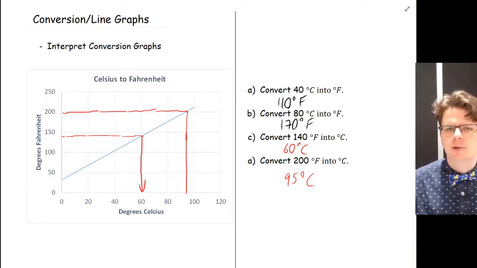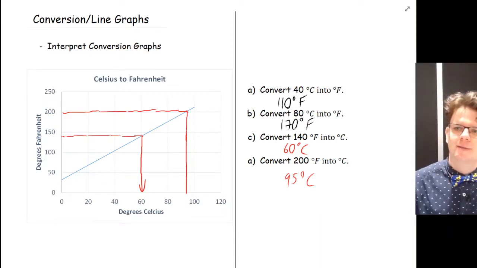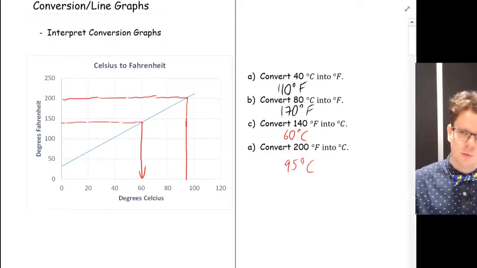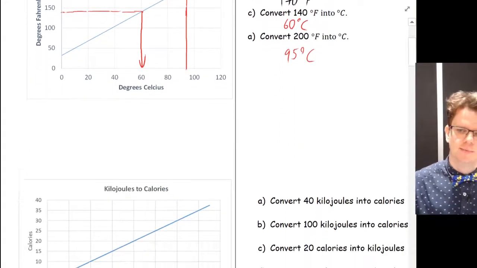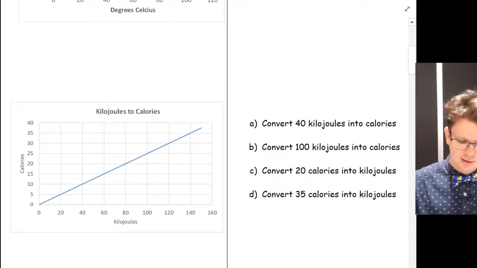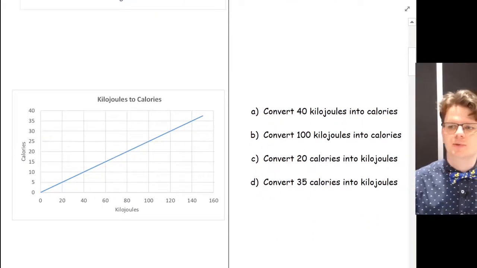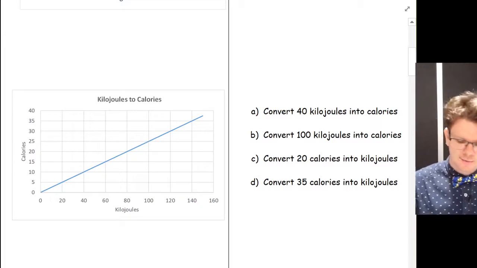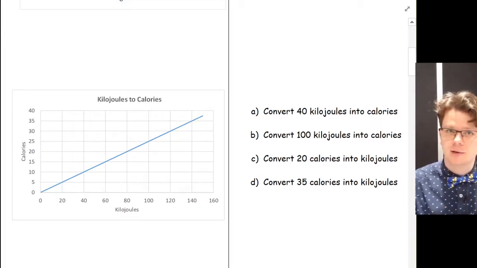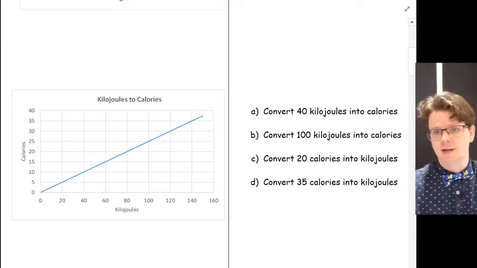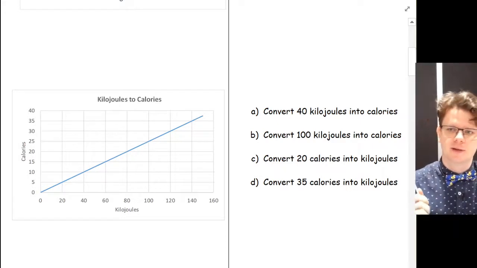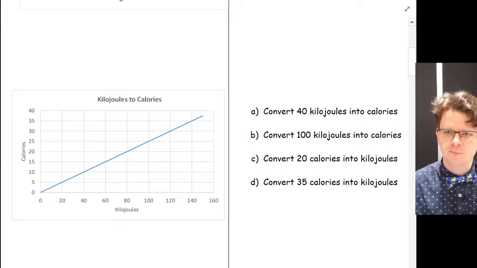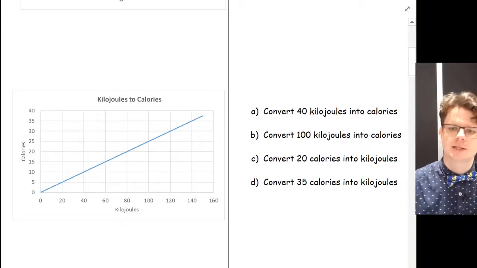Now the next chart I'm going to show you isn't going to be a Celsius to Fahrenheit chart. It's actually going to be a different one. However, the way we convert is going to be the same. So, here it is. It's actually a kilojoules to calories chart, so these are all ways of measuring things. So the first two you need to convert from kilojoules into calories, and the next two you need to convert them from calories back into kilojoules. Alright, so pause the video, draw it up, see if you can figure out these ones.